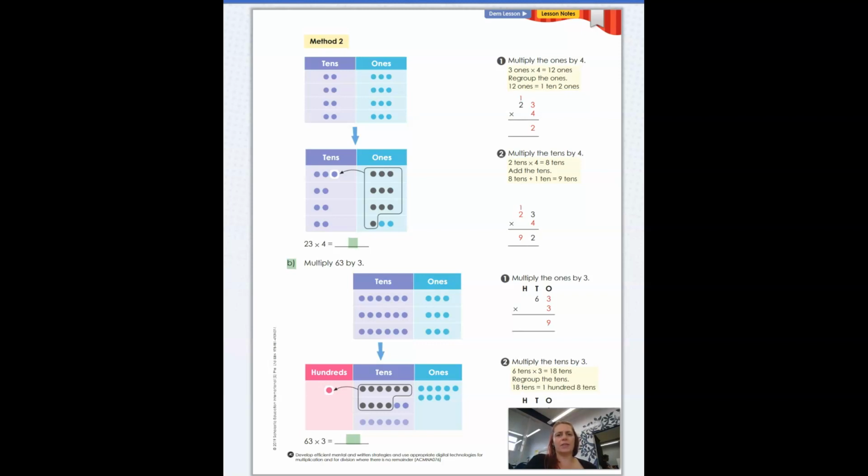So some of you can just go off and do your work, but if you still don't understand, there's another method. So let's have a look at this page. It says multiply, reading with me, multiply the ones by 4. 3 ones times 4 equals 12 ones. Regroup the ones, 12 ones equals 1 ten and 2 ones. Okay? So there's your 23 times 4.